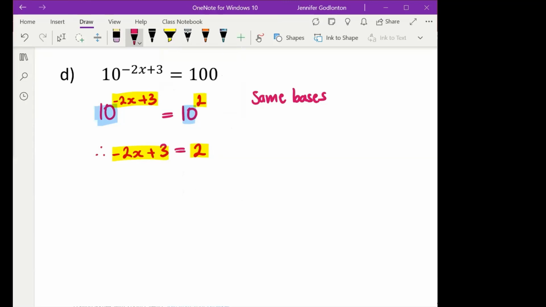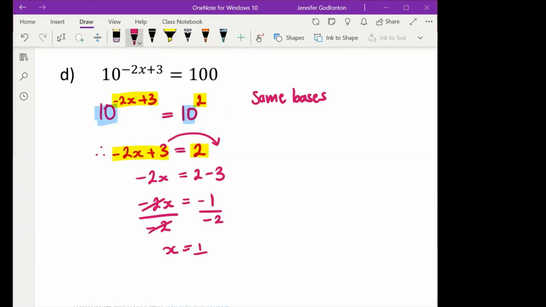Okay, now it's just a normal equation to solve for x. So I want to move my 3 over. So I'm going to say negative 2x is equal to 2 minus 3 because of the sign changes. Negative 2x is equal to negative 1. And now I'm dividing by negative 2 on both sides. Those are going to cancel, and a negative is going to become a positive. And so my answer is going to be positive a half. Sorry, I thought you'd both written negative a half, but you had written positive a half, which was good.